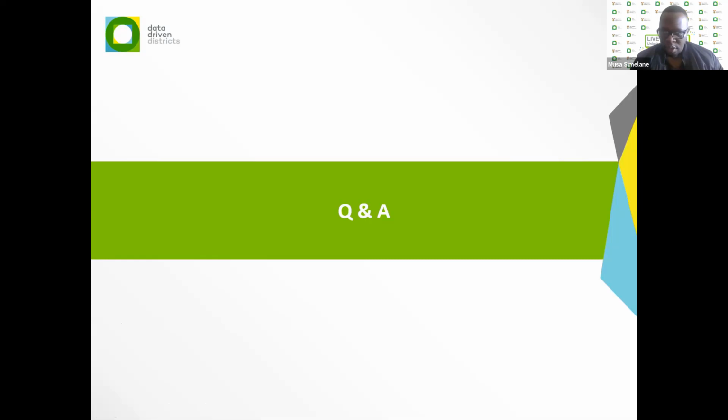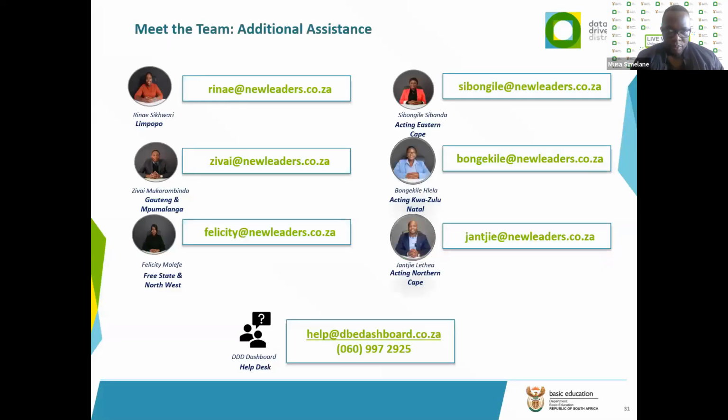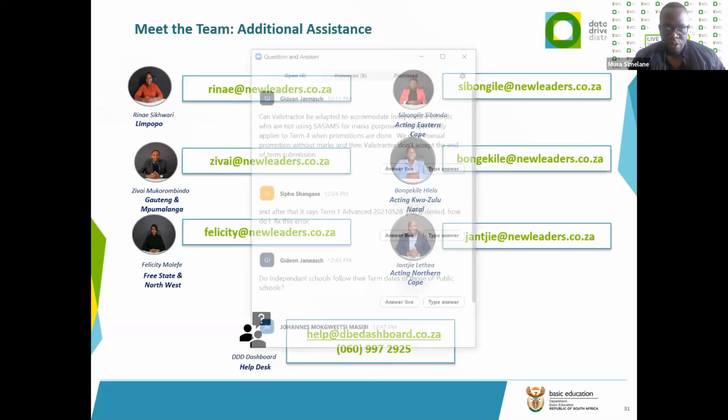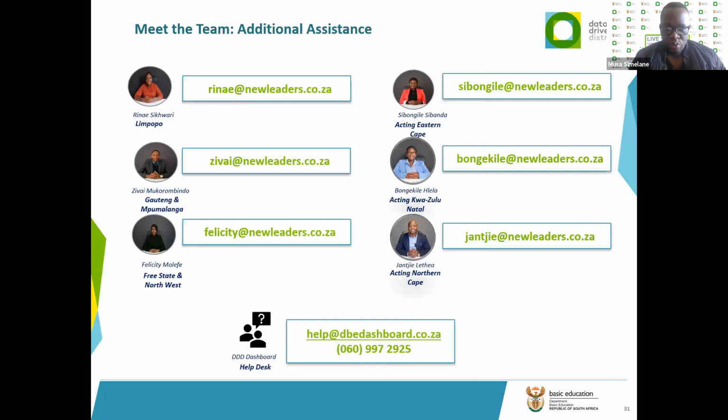So maybe let me start with a question that has been indicated here from Gideon Yanash. They're saying, can Valistractor be adapted to accommodate independent schools who are not using SASMs for mark purposes? This specifically applies to term 4 when promotions are done. We do a manual promotion without marks, and the Valistractor doesn't accept the end of term submission. Maybe let me direct this one to Jerry. Is there, Jerry, a standing solution there with regards to independent schools or non-SASMs platforms?